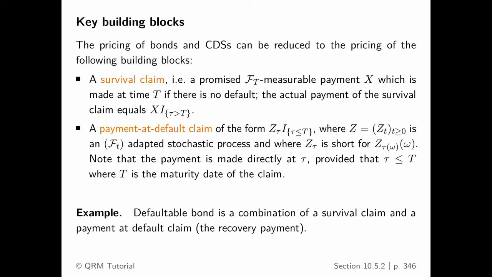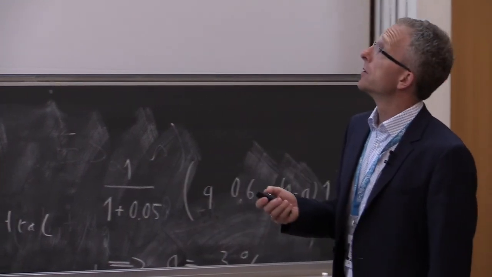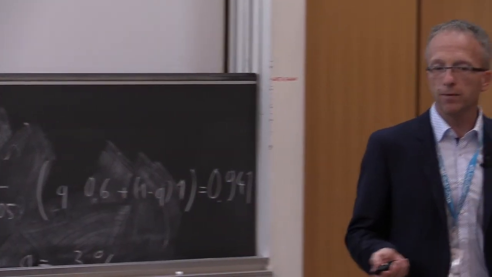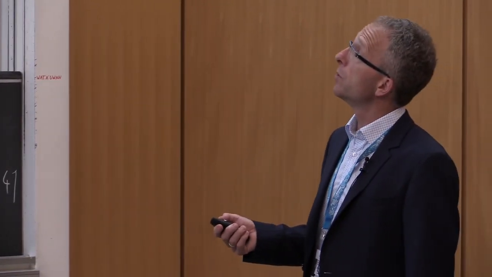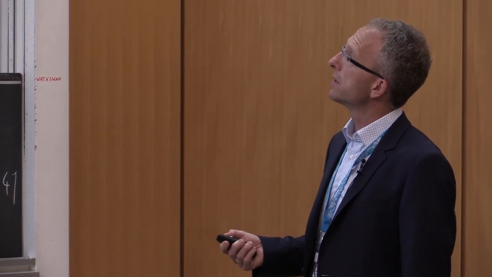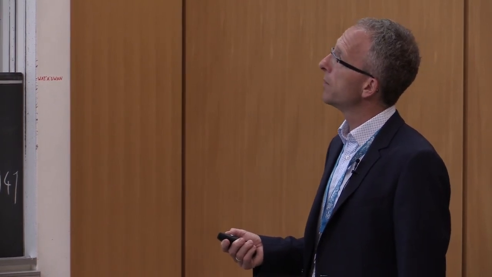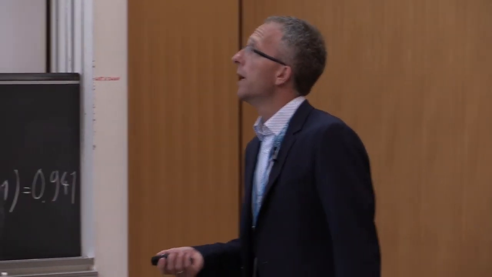Now, pricing formulas. We cannot price everything, but as we've already observed, when we looked at our bonds and credit default swaps, we need to understand essentially a few building blocks, and then we can reconstruct at least many portfolios from those. So the pricing of bonds and credit default swaps can be reduced to the pricing of these two building blocks: the survival claim that pays us something if default does not happen, for instance, 1 in the case of a defaultable bond, and 0 otherwise.